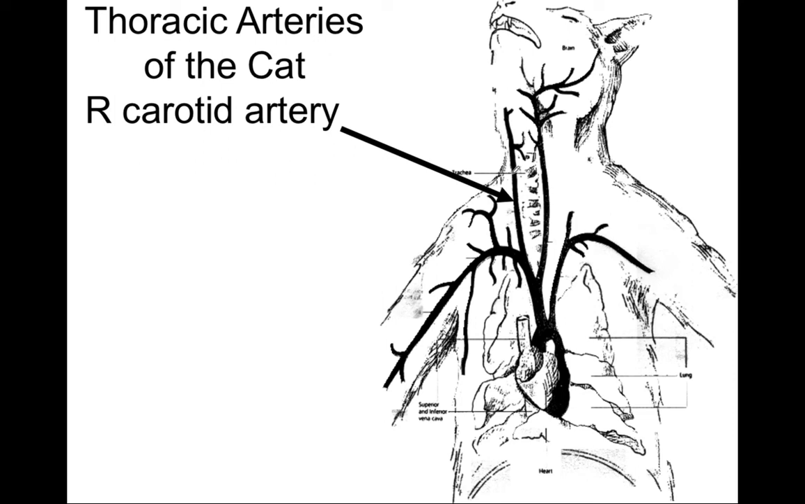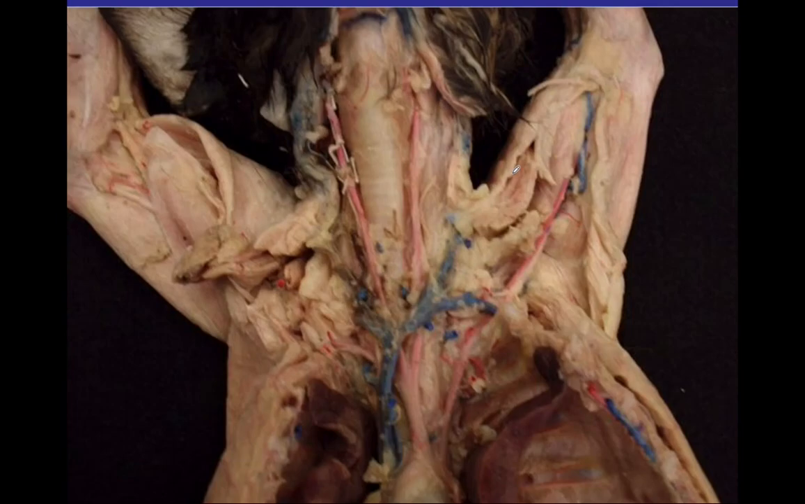So hopefully so far, you're getting a good idea of where these vessels can be found and how to identify them. But when it comes time to take the midterm in this class, you'll have to be able to identify these vessels on an actual specimen. So we're going to move to this picture to give you guys some practice at identifying these vessels on a real cat.